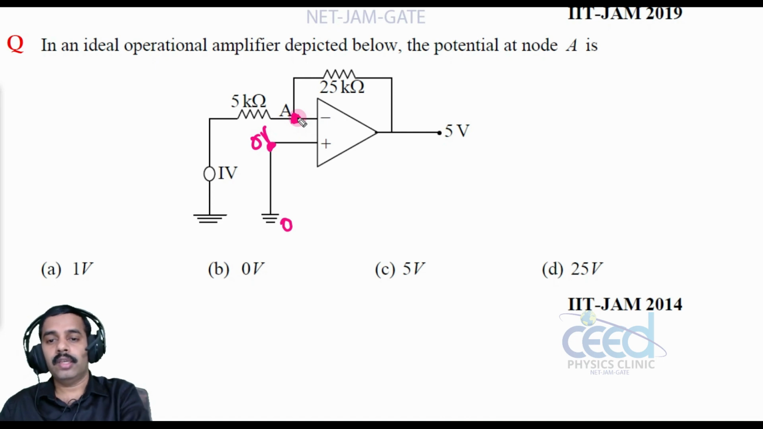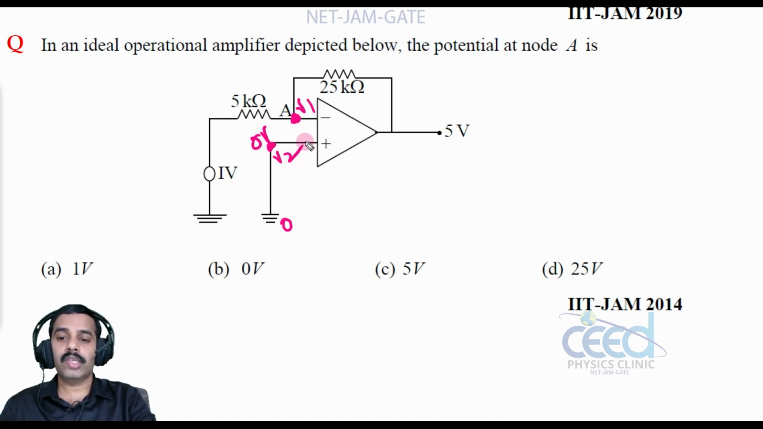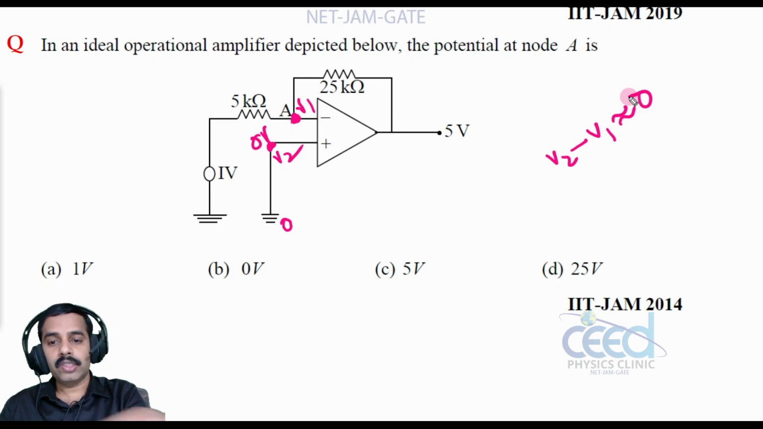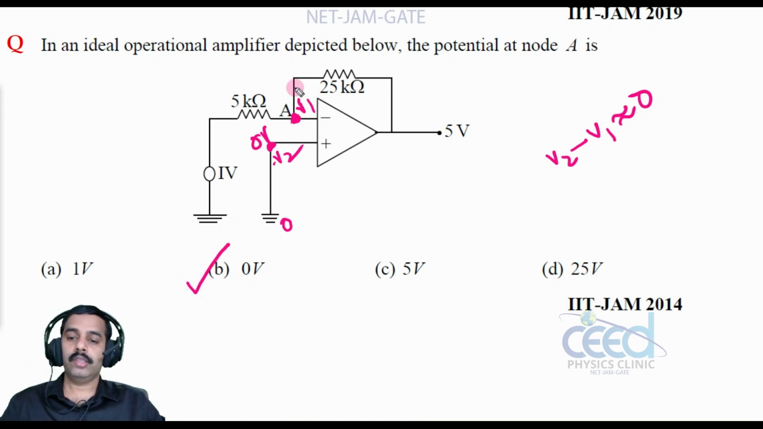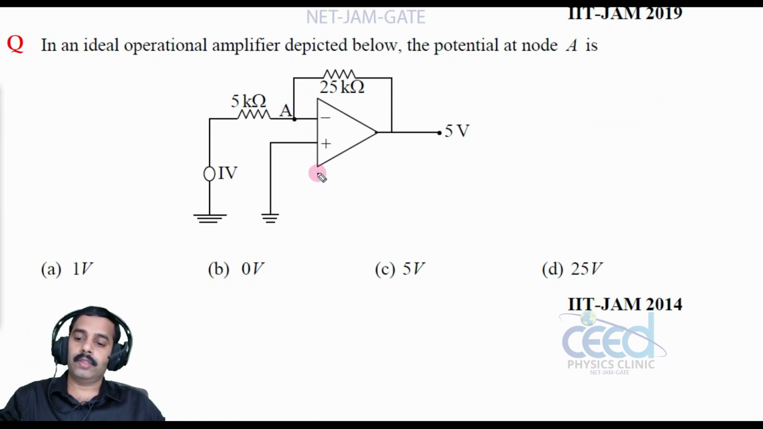So if this is V1 and this is V2, what condition have we studied? This V2 minus V1 should be approximately equal to 0. So that means V2 is equal to V1. That is the principle of virtual ground. So we need to get 0 volt at this point A, right? All right.